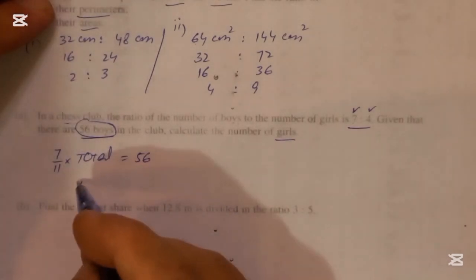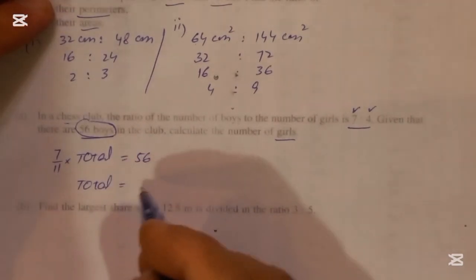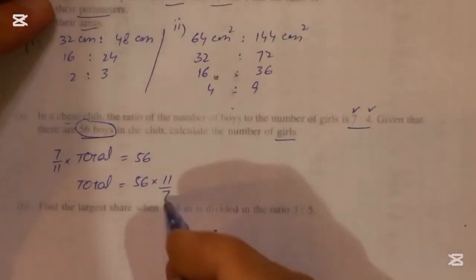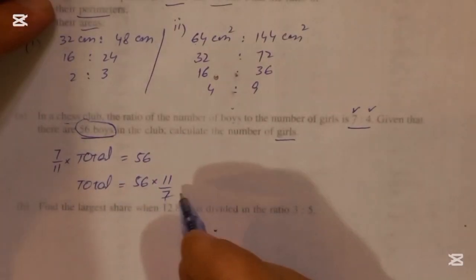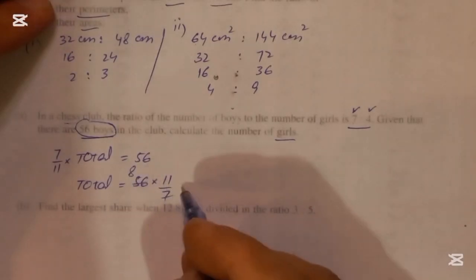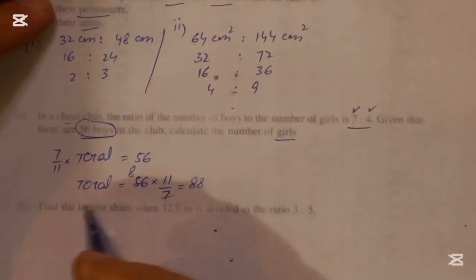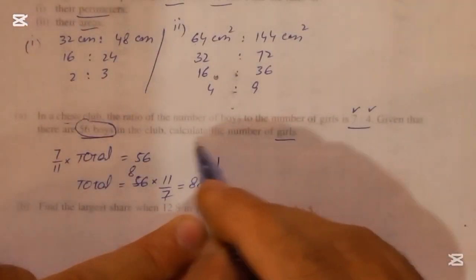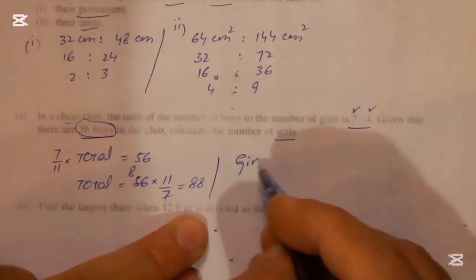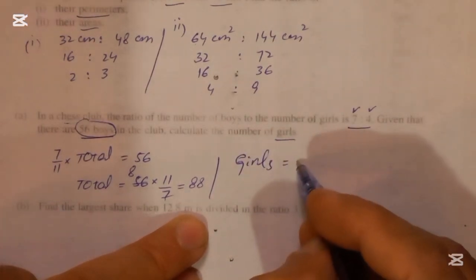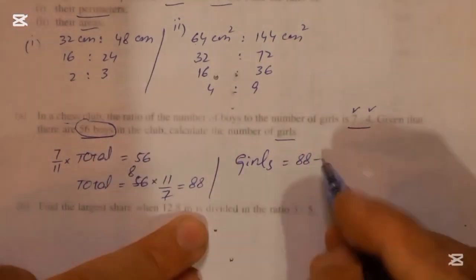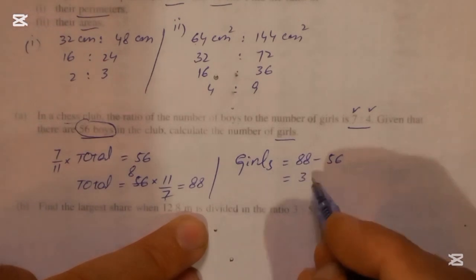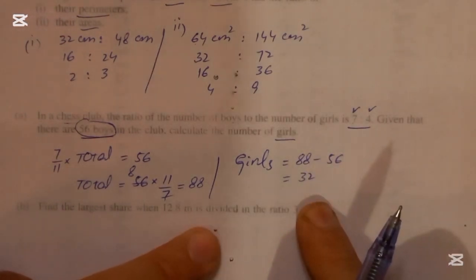So now we will solve from here. Total will be equal to 56 multiplied by 11 in the numerator and 7 in the denominator. From here 7 8s are 56 and 11 8s are 88. So this is the total number of persons in the club. Because boys are given and girls is the requirement, girls should be equal to total minus boys, and that is equal to 32. So 32 girls are there in the club.